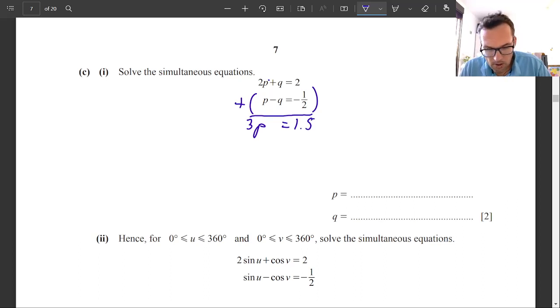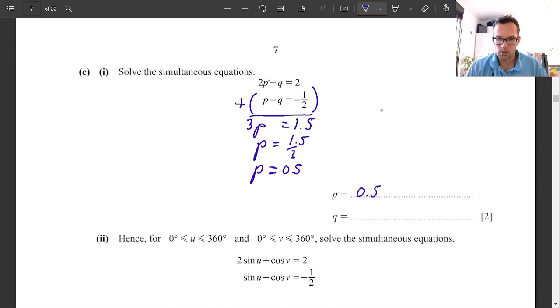Right. So the last step will be p equals 1.5 divided by 3, which gives us p equals a half, 0.5. Whichever way you want to write it, a fraction or a decimal. The mark scheme has a fraction. I'm putting a decimal. It says or equivalent, so that's fine.